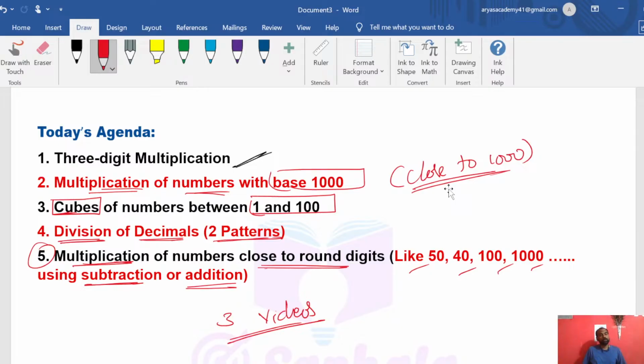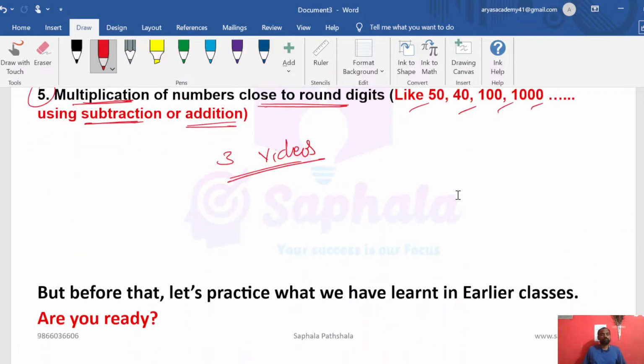So as most of you have practiced, now let's have a look at it. But today I have told you there are 5 points in today's agenda. Today's class will be discussing some 4 or 5 techniques. But before moving to that, let us just go through what we have learnt in the earlier classes, part 1, part 2, part 3 of calculation tricks. So now, are you ready for some challenge?